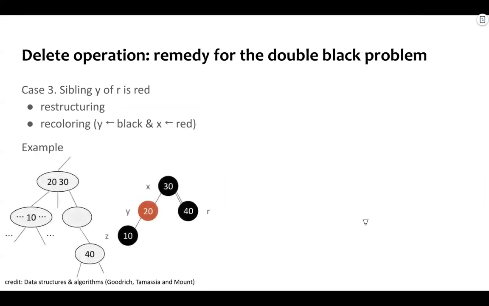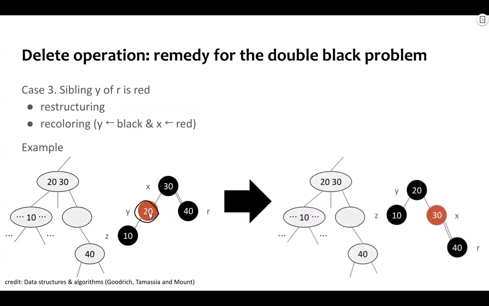So the example is like this. Sibling Y, this one, is red. So how can you resolve this issue? We're going to restructure first and then recolor. So we make this structure into this one. And Y becomes red here. And X, which was originally black, becomes red.